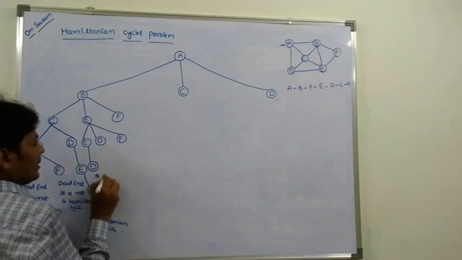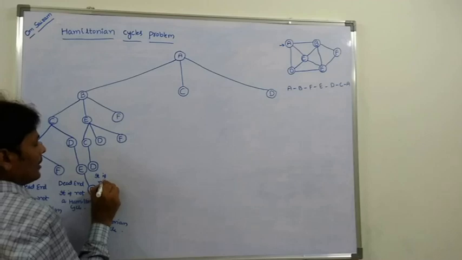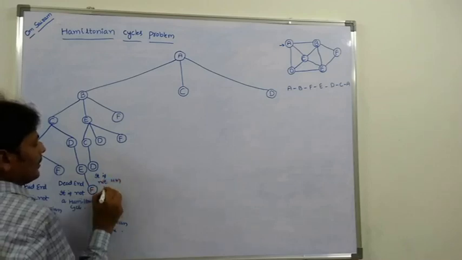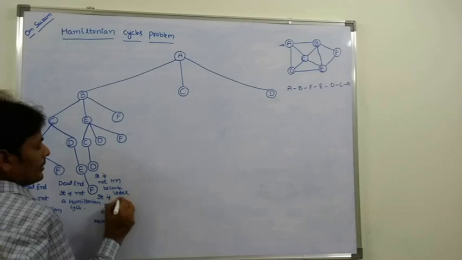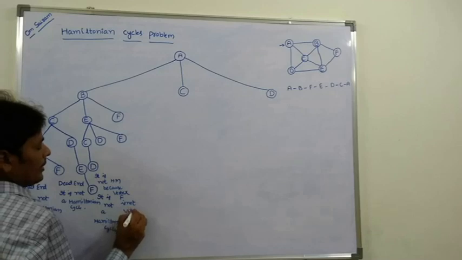It is not a Hamiltonian cycle because vertex F is not visited.